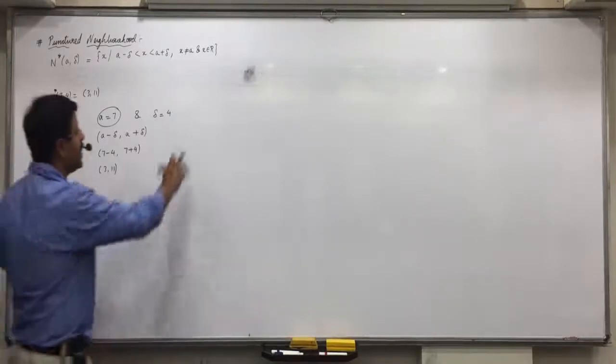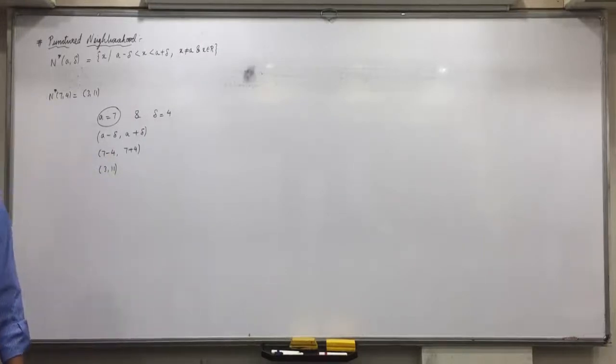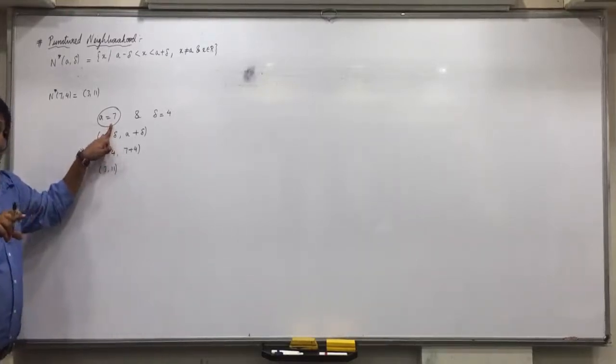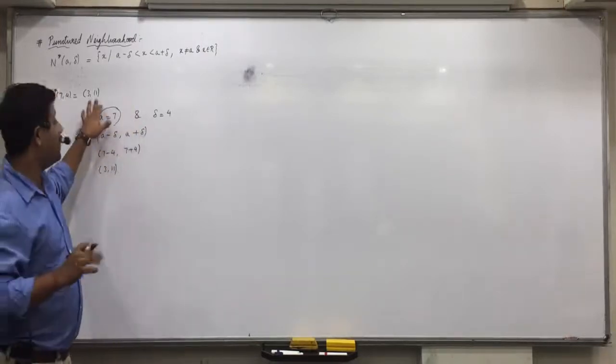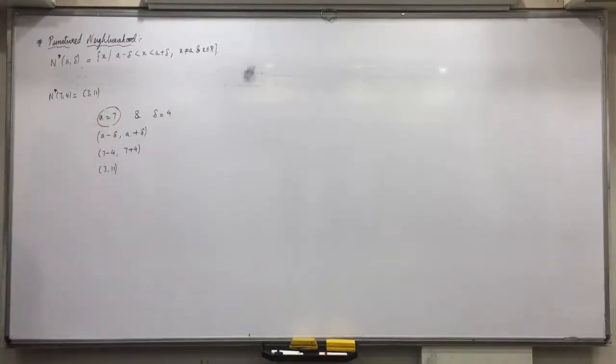And further I mentioned that X belongs to the real numbers, which means 3.01 is included, 3.001 is included, 3.5 is included, 6.99 is included, but 7 is not, then 7.01 is included, and up till 10.99999 is included. All the numbers between 3 and 11 are included, but in the punctured neighborhood A is not included.